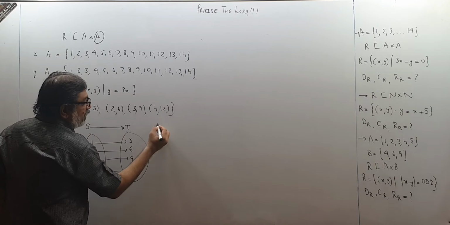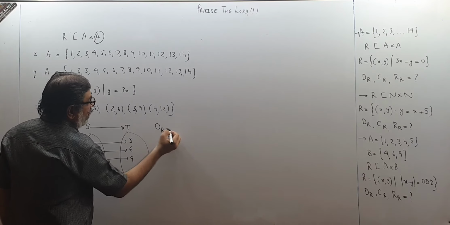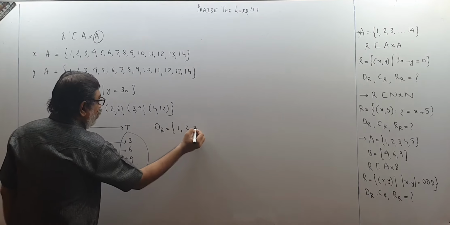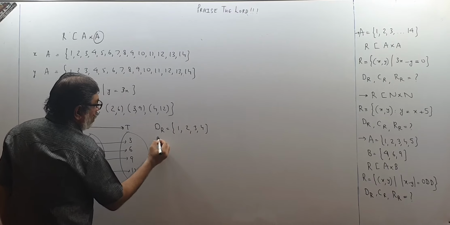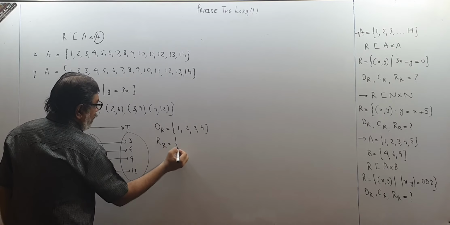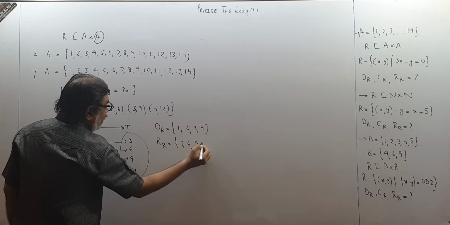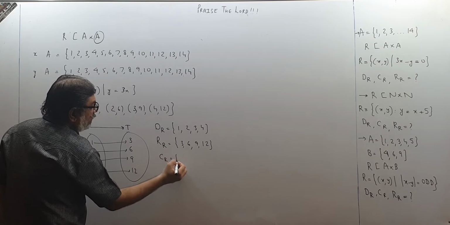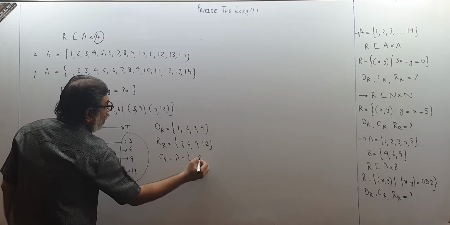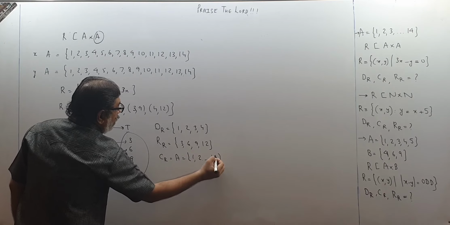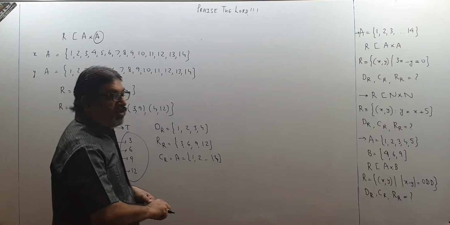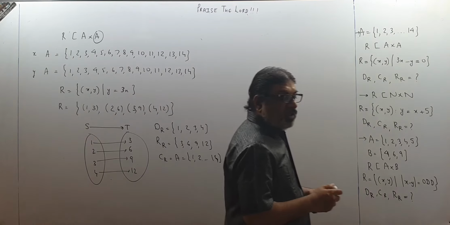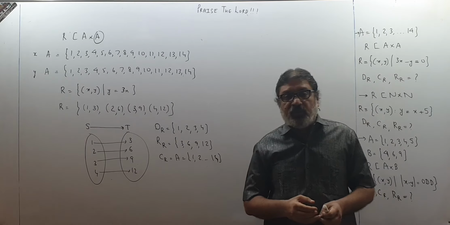So what is the domain of the relation? That is 1, 2, 3, 4. What is the range of the relation? 3, 6, 9, 12. And what is the codomain of the relation? That is set A. 1, 2, 3 up to 14. So these things should be very clear to you. What is domain, what is range, and what is codomain of the relation.